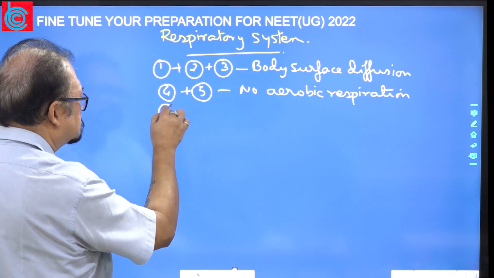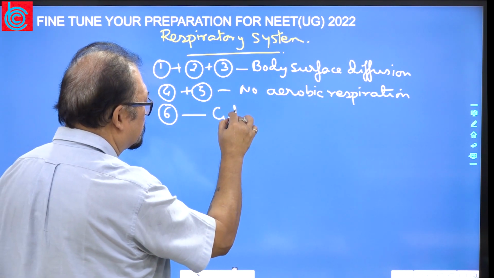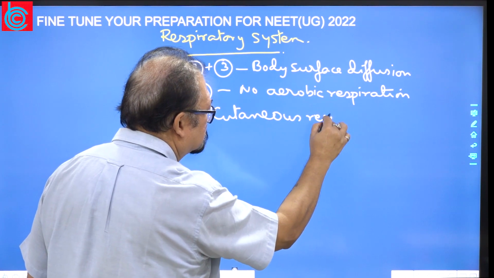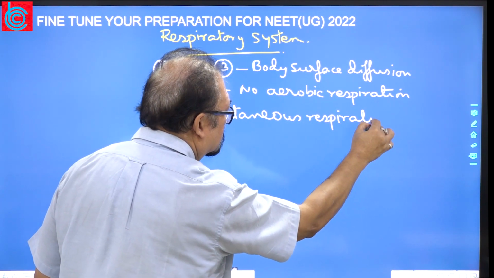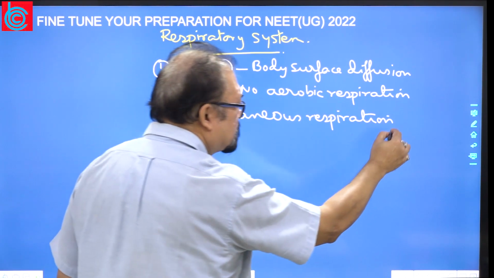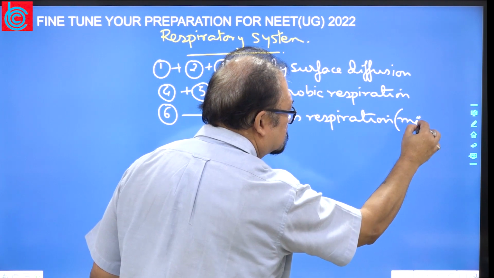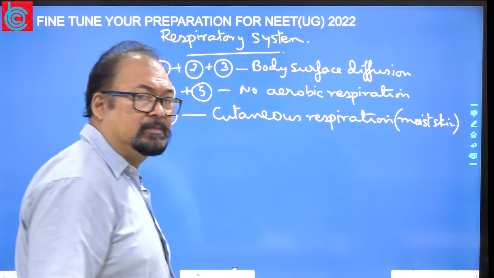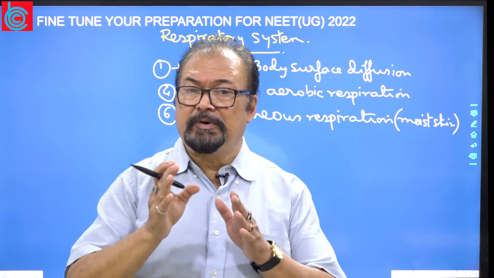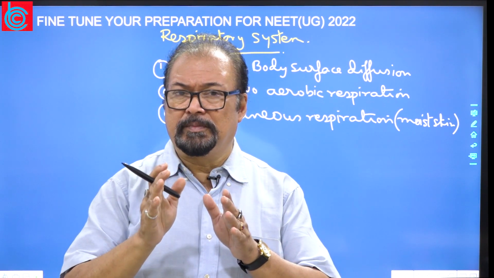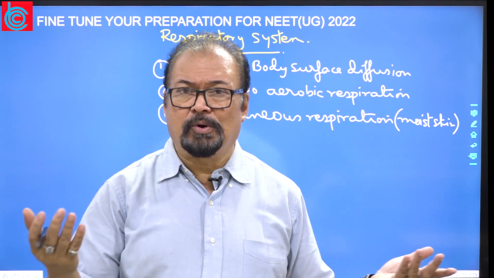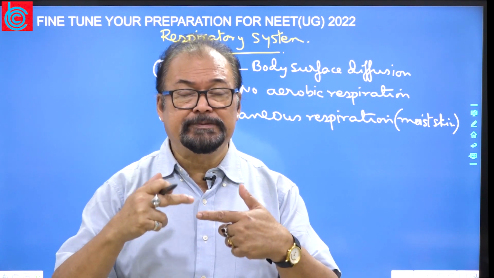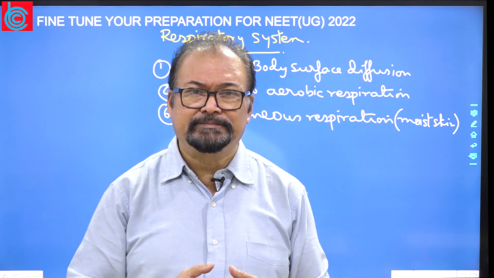Annelida: cutaneous respiration. Cutaneous respiration is by moist skin. Earthworm is in the syllabus. In earthworm, definite respiratory organs are not there. So through the moist body surface, the skin, since cutaneous means skin, diffusion of gases takes place.